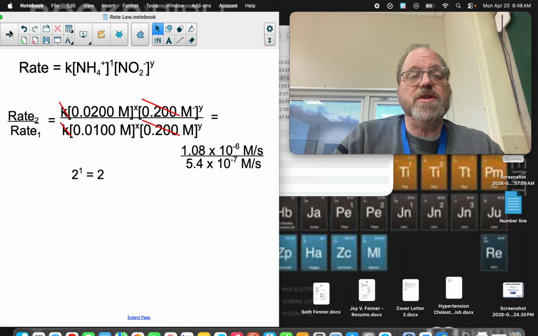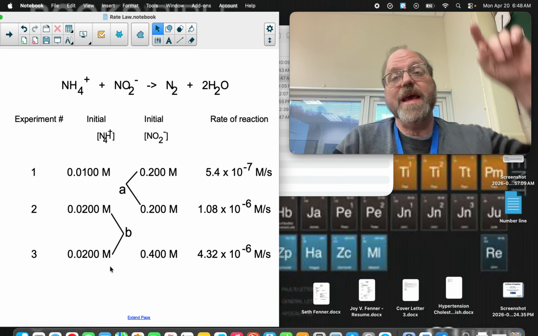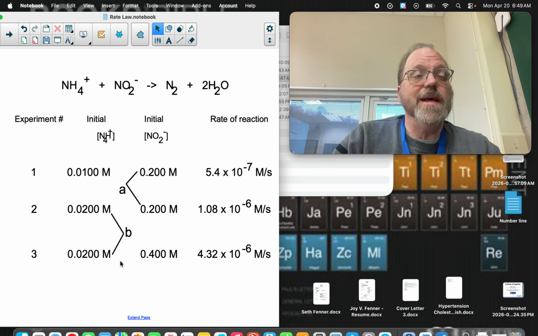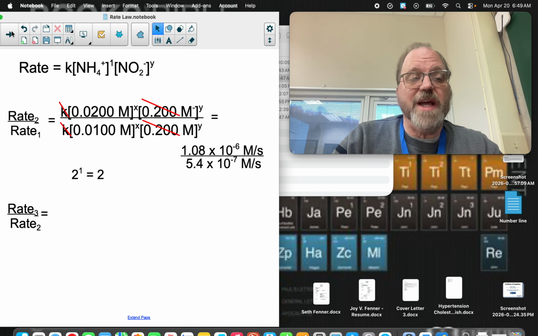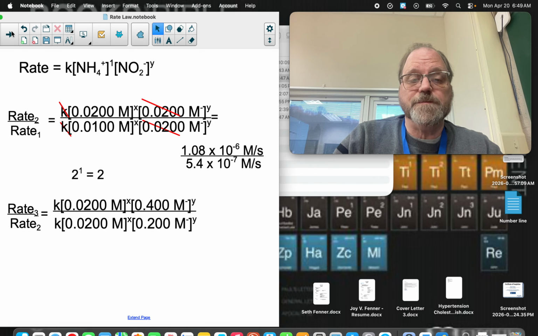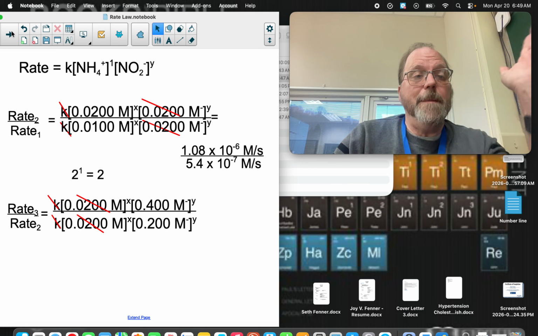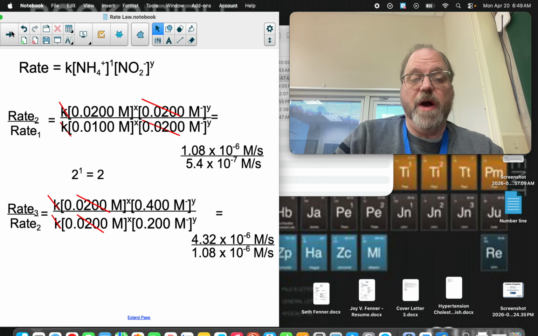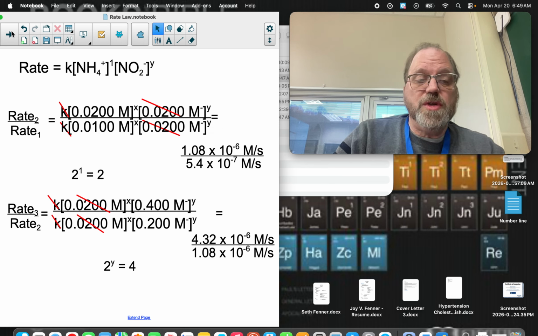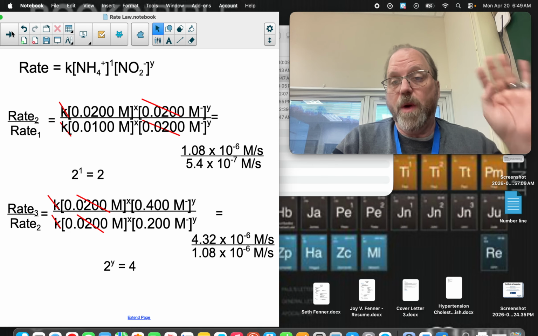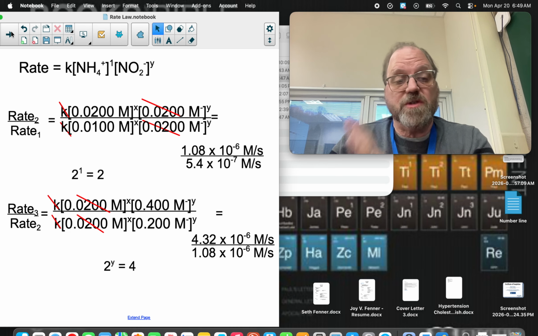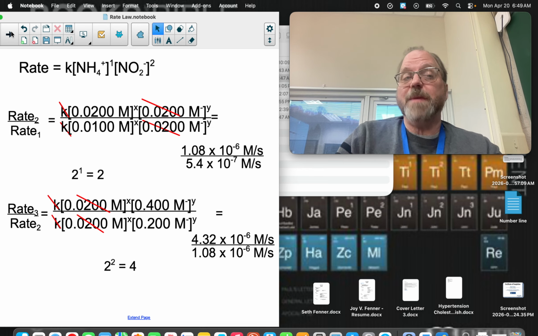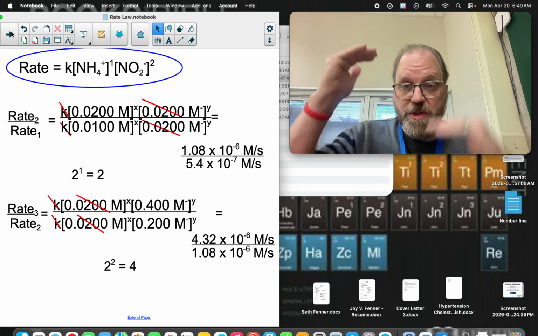All right, for the second exponent, we're going to compare the third and the second. So we're going to put the third rate over the second rate, put our values in. And again, my ammonium is going to cross out and my constant is going to cross out. And when we put our rates over each other, we get 2 to the y is equal to 4. Well, 2 to what value is 4? That's 2. So the exponent there is 2. So that's my rate law. That's how we find it using the expressions.